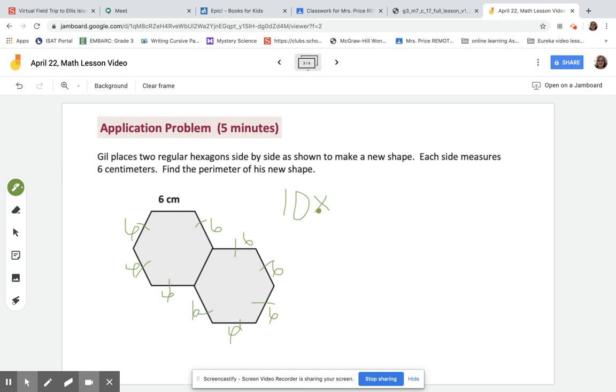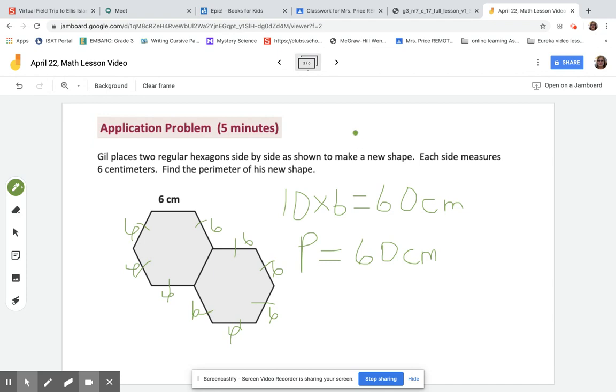And the reason we can use multiplication is because they all have the same length. It's not different. So we can use multiplication. 10 times 6 equals 60, and the measurement is in centimeters. 60 centimeters. So the perimeter of this new shape equals 60 centimeters. All right, so that's pretty much what we've already learned.